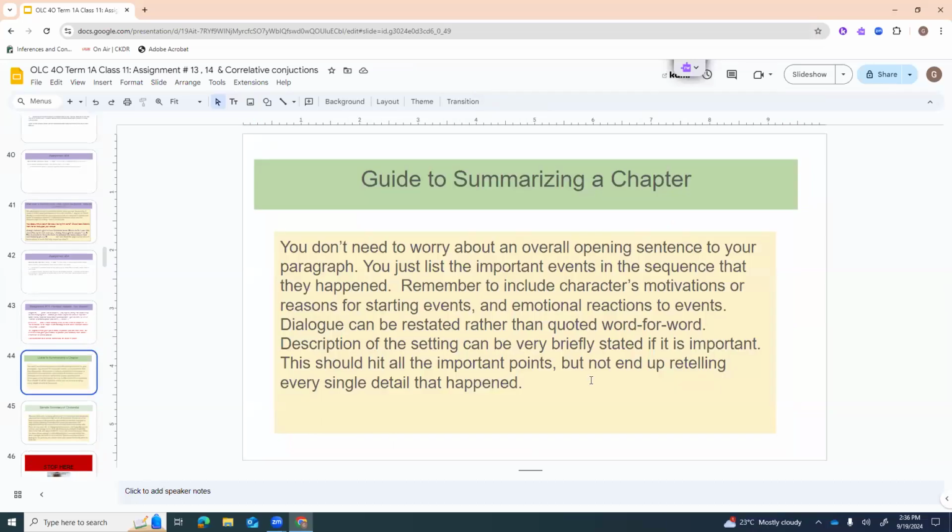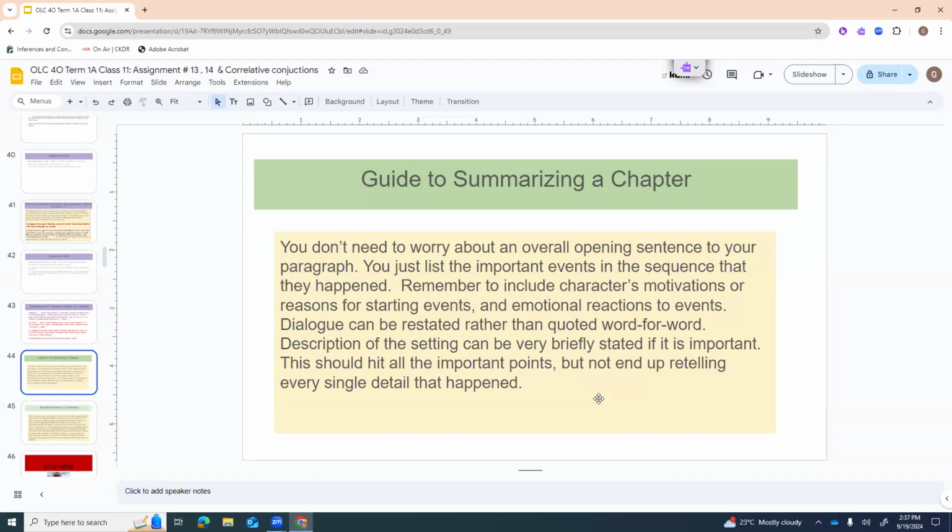Okay. Quick talk about summarizing. We've been discussing putting an overall opening sentence to your paragraph, but you don't need to do that when you're summarizing a chapter. You can just list the important events in the sequence they happened. Remember to include characters' motivations or reasons for starting events and emotional reactions to events. So like if somebody started a gigantic fight because somebody called him a name and he felt humiliated, you would want to include so-and-so felt humiliated, so they started a fight. So you don't want to just list the actions without explaining why things are happening.